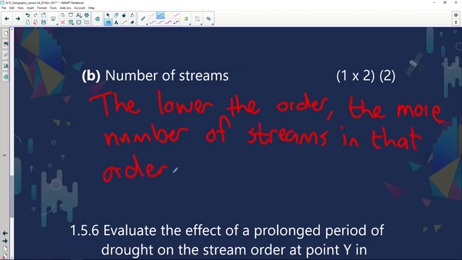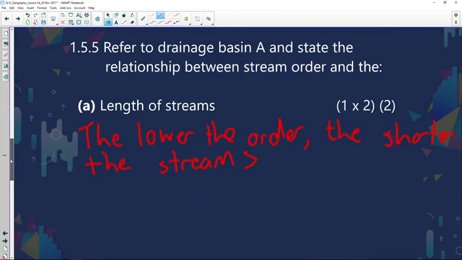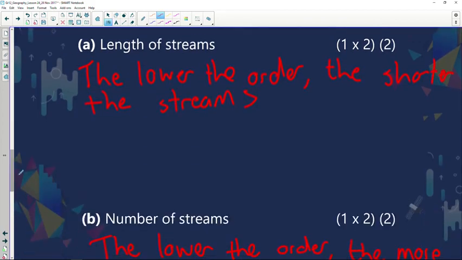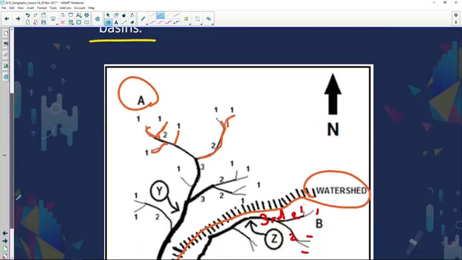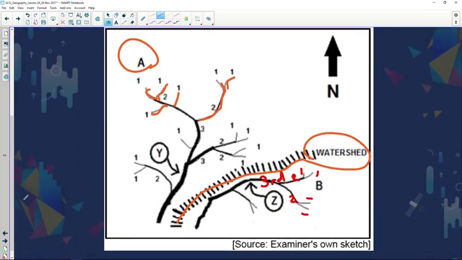So basically what they tell us, if you look at drainage basin A, I'm going to show you over here, as you can see, if there's more streams, there's going to be more low order streams. And if there are more high order streams, like for instance third order streams, the longer the length of the streams is going to be.